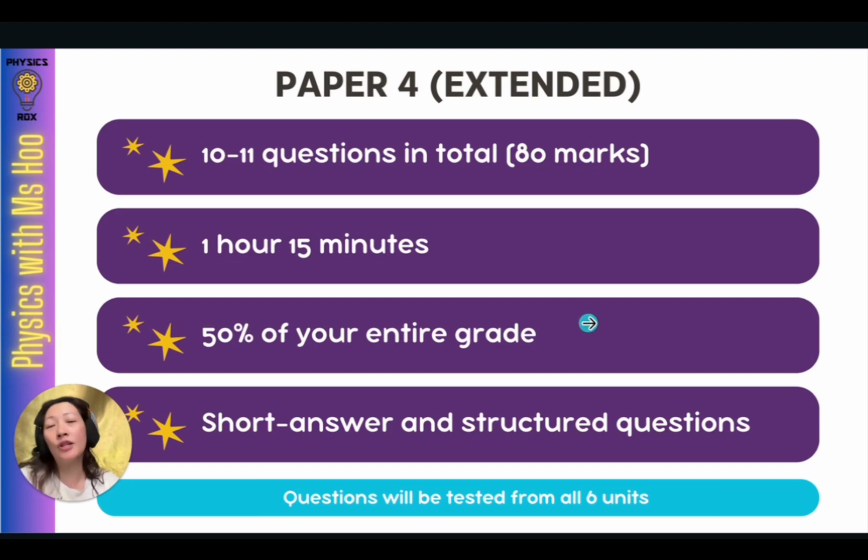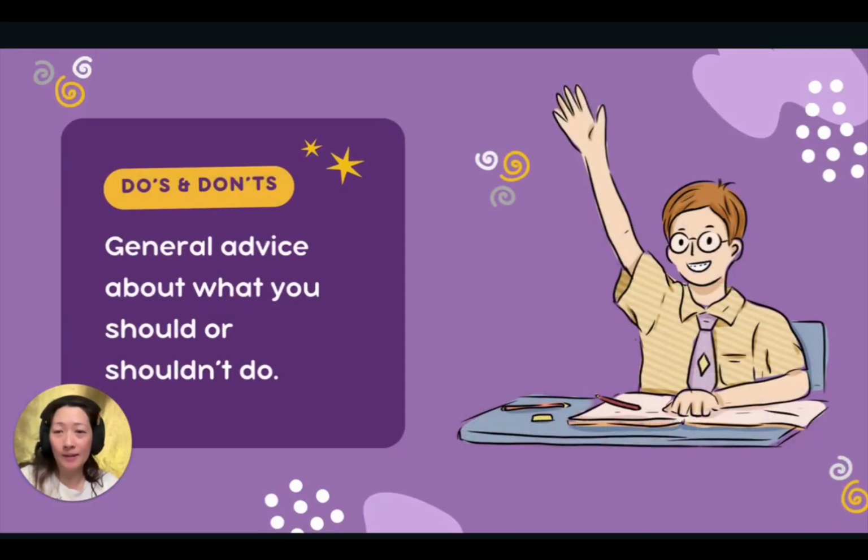The kind of questions that you will come across in this paper are short answer and structured questions. So that means the questions that you'll come across in this paper are open-ended. You'll need to come up with the answers yourself. Now, as of this video's date, there are 6 units in your syllabus, and questions will be tested from all 6 units. Now, before we go into those tips, let's just go through some general advice about what you should or shouldn't do.